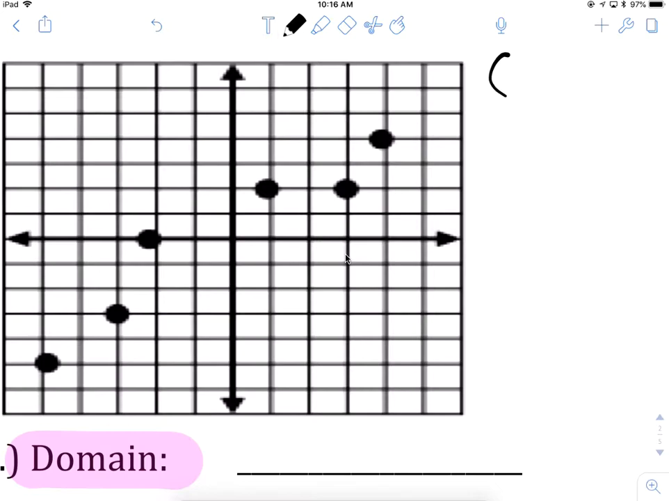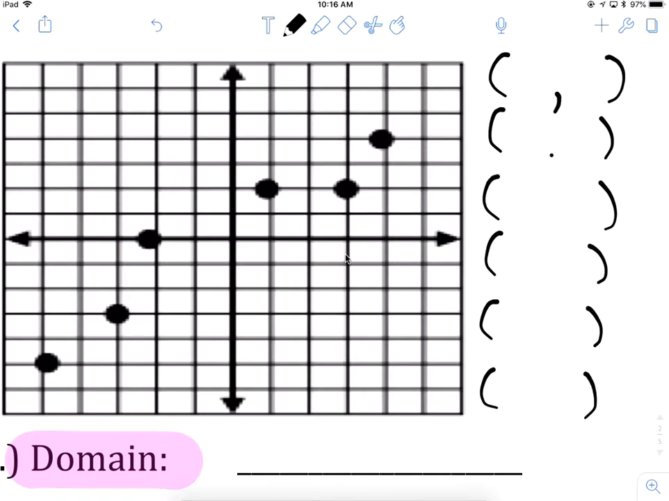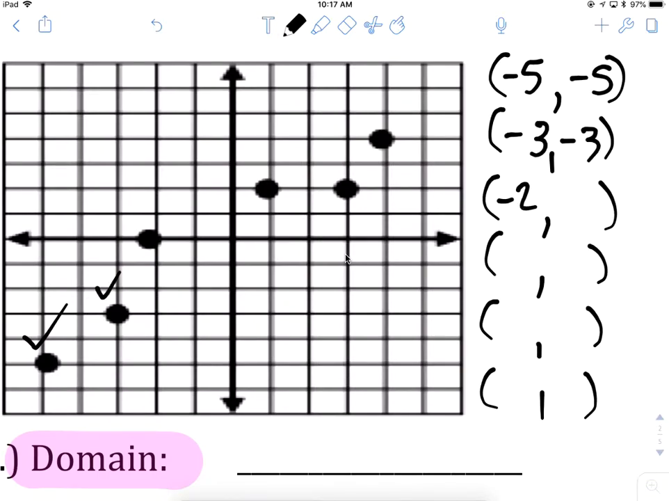I'm going to list out all my points. I have 6 of them. Okay, so our first point is going to be negative 5, negative 5. Then we've got negative 3, negative 3. Negative 2, 0. 1, 2, 3, 2, and 4, 4.